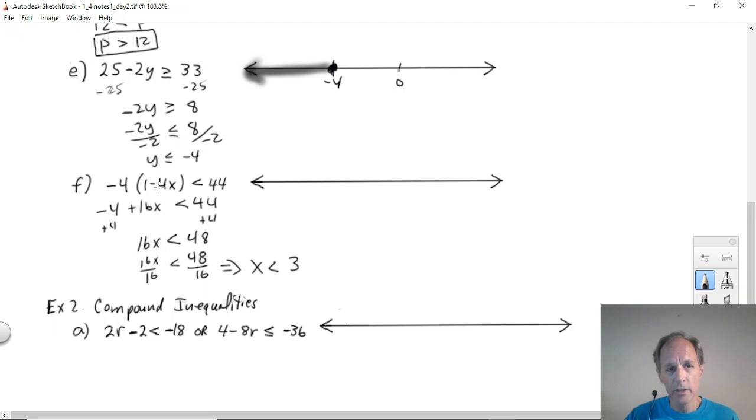Put in a 2, you get 1 minus 8. That's negative 7. And times negative 4 is 28. And 28 is less than 44. So it looks good. So we'll put 3 on our graph. And we can put 0 here. And we want to graph everything less than 3, so we don't include 3. We shade to the left.